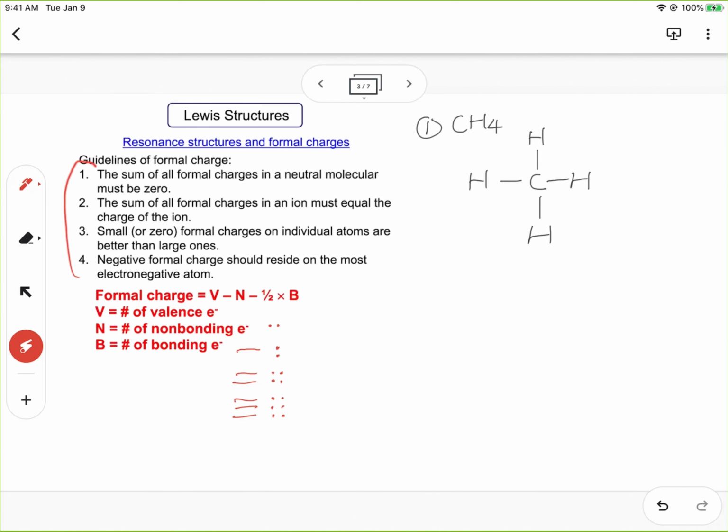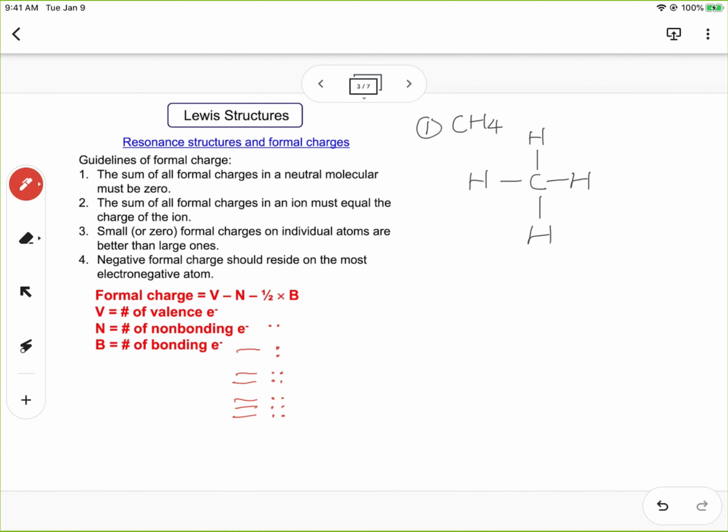Now we have some rules to follow when we discuss formal charge. Rules number 1 and number 2 will help us confirm our calculation regarding formal charge. Rules number 3 and number 4 are going to help us identify which resonance structure is the best one or the better one. We will check those 4 rules when we talk about specific examples.